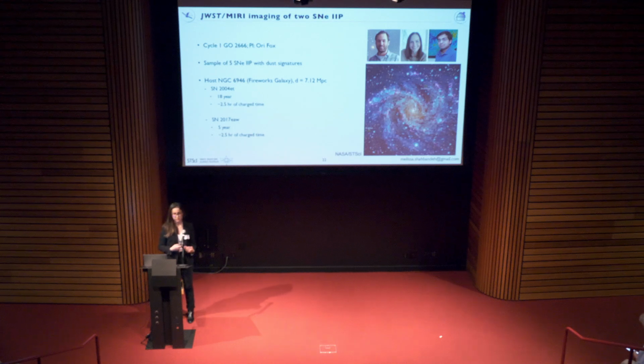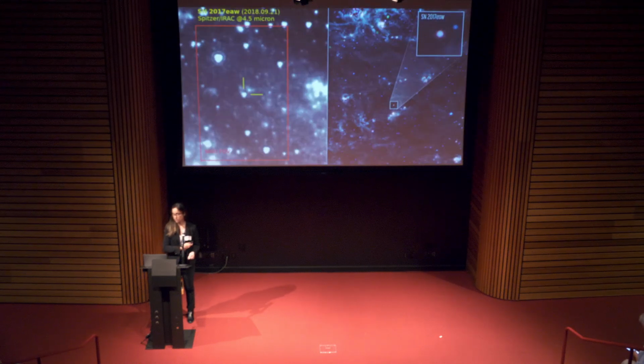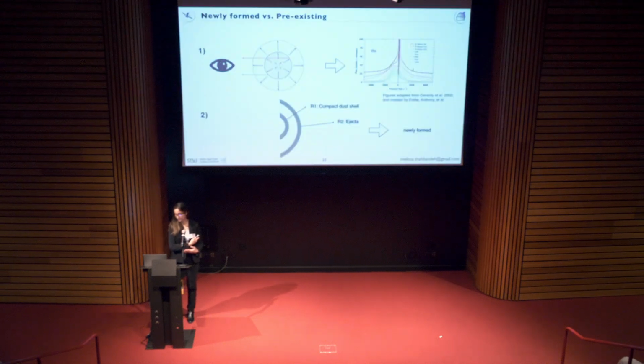So 2 of them are published right now, 2017 EAW and 2004 ET. So here on the left, you can see the Spitzer image. On the right is JWST for 04 ET. This one is 17 EAW. On the left, Spitzer. On the right is 17 EAW. You can see how much brighter 04 ET is. First is because it's older and it has much more dust. After about 20 years, we still can see it pretty bright in JWST data.